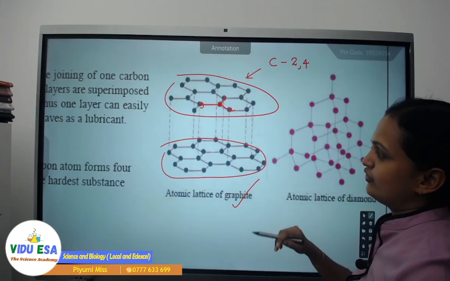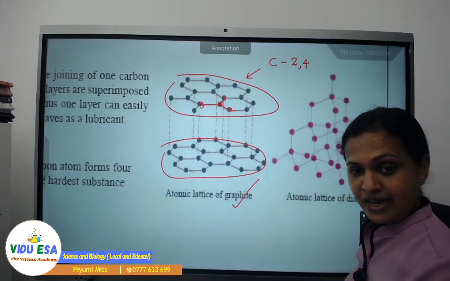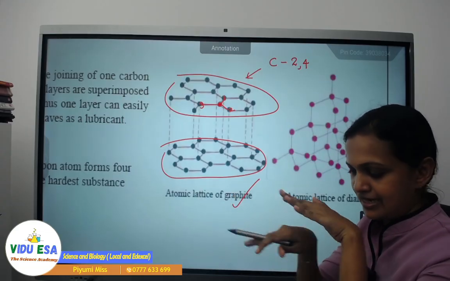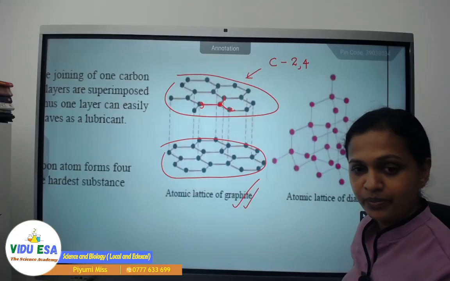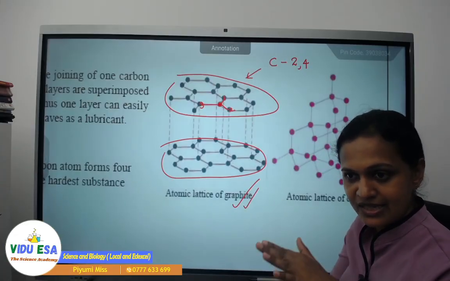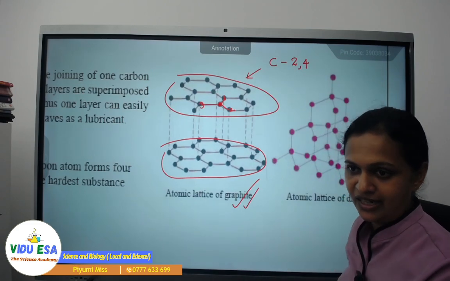That is the case of graphite. Next, since it is made as layers, these layers can slide over one another. So graphite can act as a lubricant as well, since these layers can slide over one another.